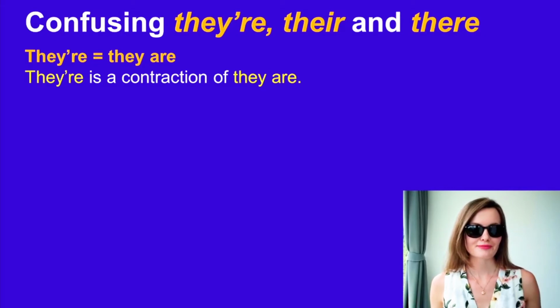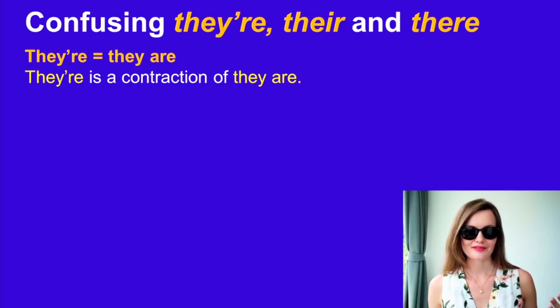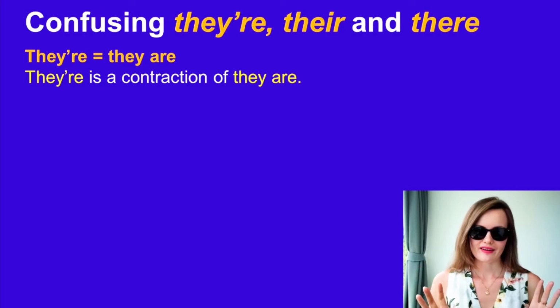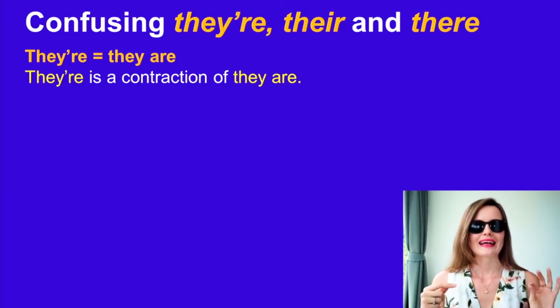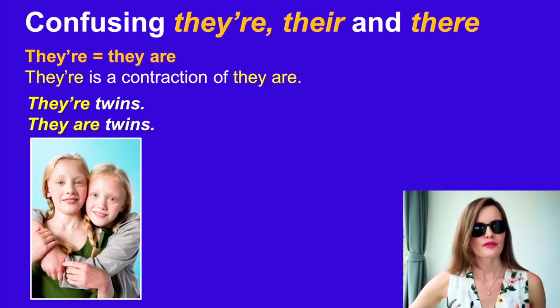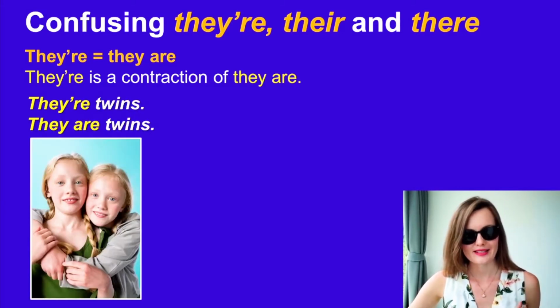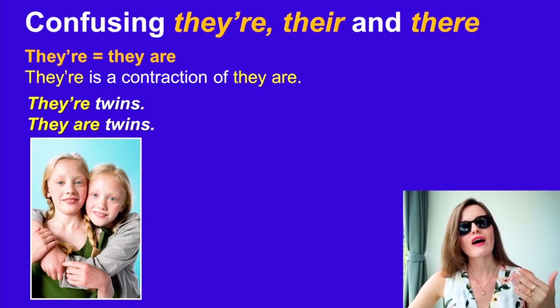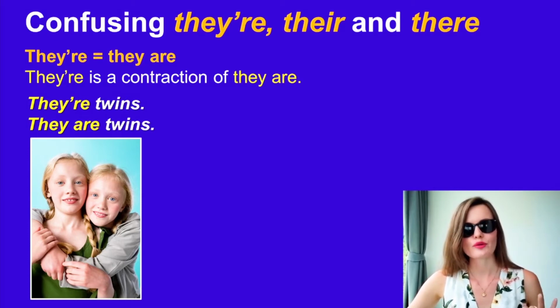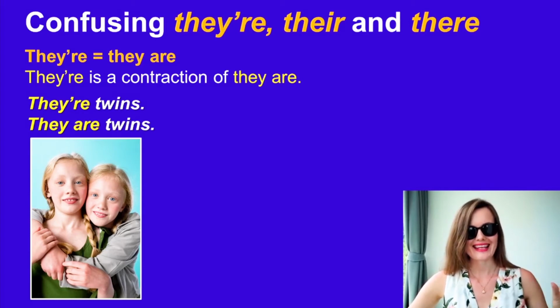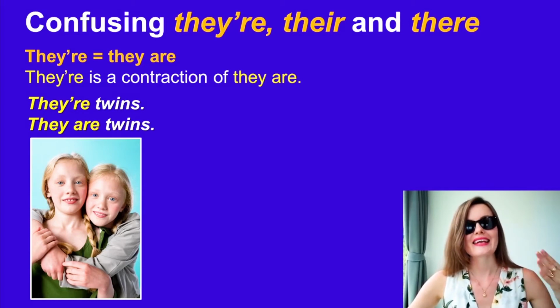Confusing there, their, and they're. The first, they're with an apostrophe, is the short form or the contraction of they are. For example, they're twins. It's a short form. Also, we can say they are twins. If we want to make a contraction, we drop the letter A and instead of it, we put an apostrophe and we get they're twins. They are twins. They're twins.